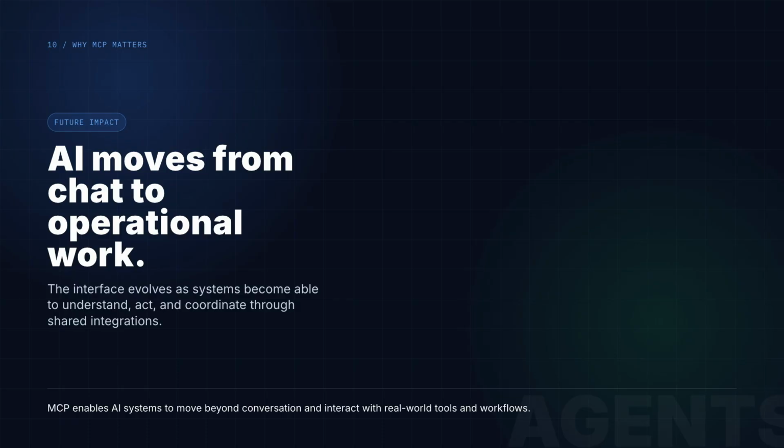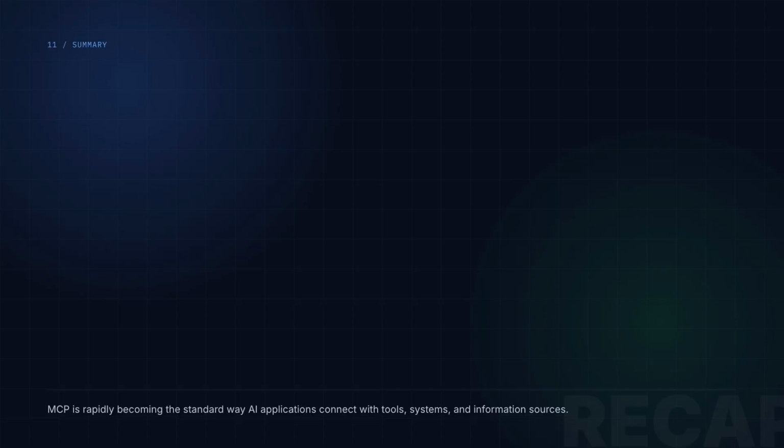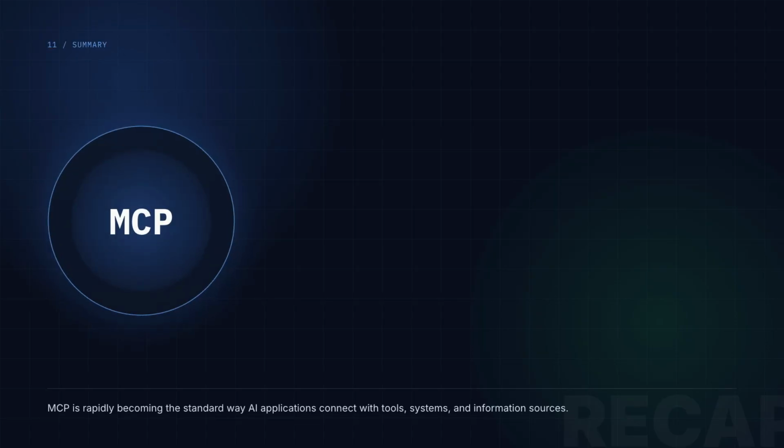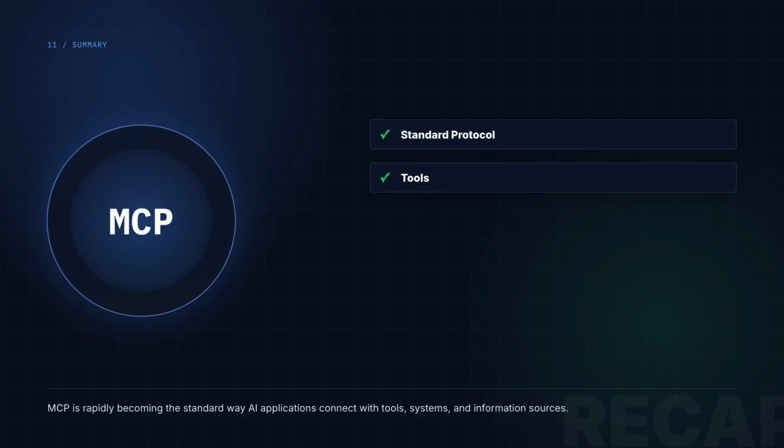So here is the simple version. MCP is a standard protocol for connecting AI applications to external systems. MCP clients live inside AI applications. MCP servers expose capabilities from tools, platforms, and data sources. Tools represent actions the AI can call. Resources represent information that AI can read. Together they make AI integrations more usable, more understandable, and easier to govern.